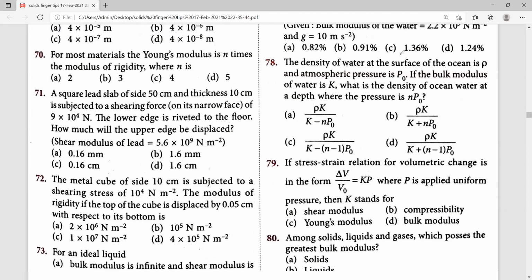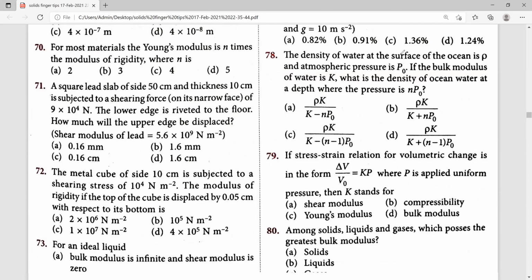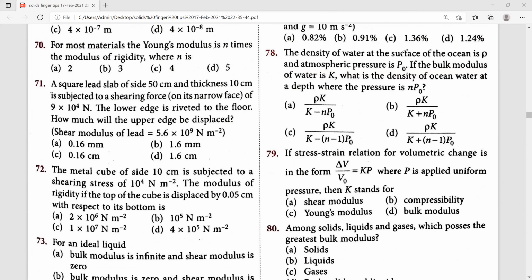Next, 78th one. The density of water at the surface of the ocean is rho, and atmospheric pressure is P naught. If the bulk modulus of water is K, what is the density of ocean water at a depth where pressure is N into P naught? So let us see how to solve 78th one.